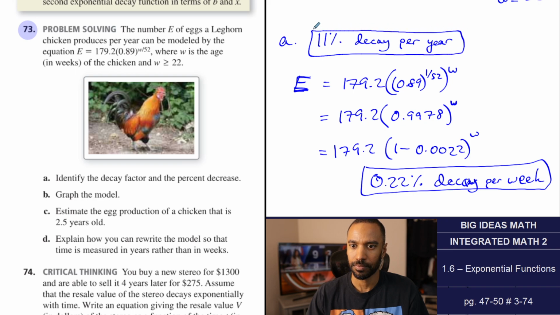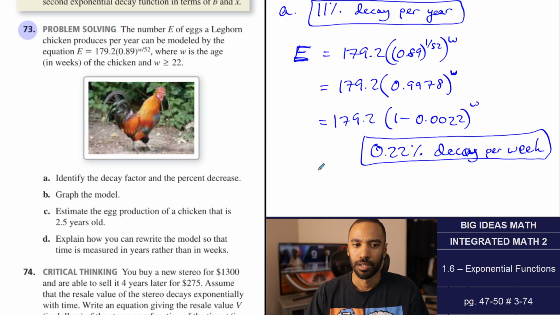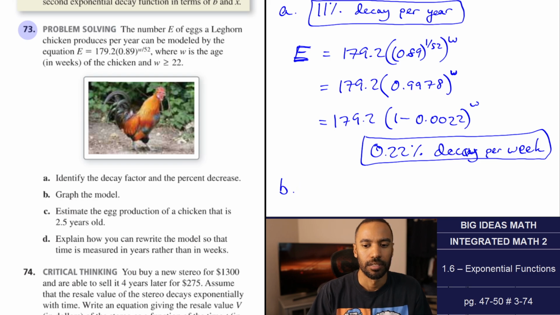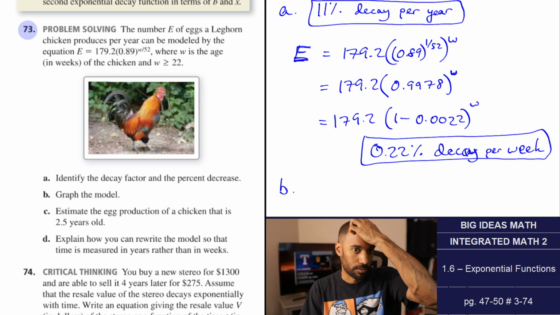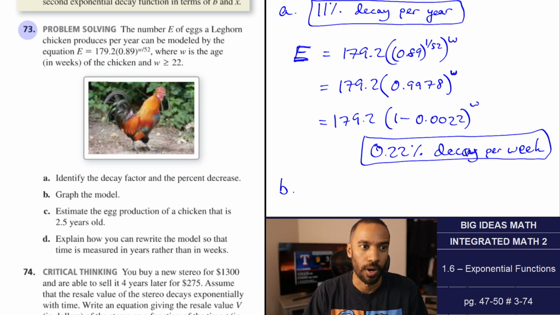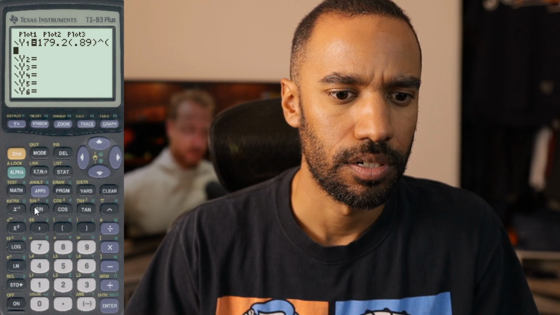So per year and per week. Okay, part B, graph the model. I'm just going to show you the graph on here. So 179.2 times, I'll let you see what I see. 179.2 times 0.89 raised to the x over 52, in parentheses there.